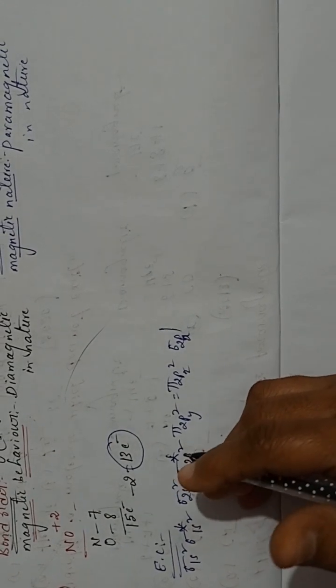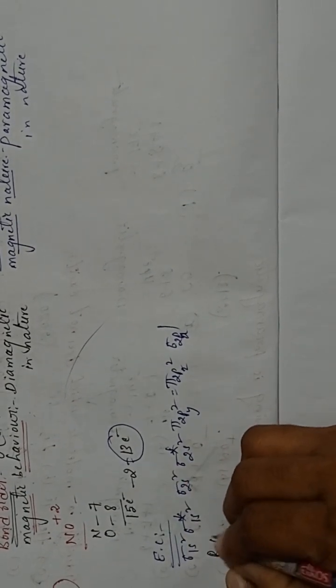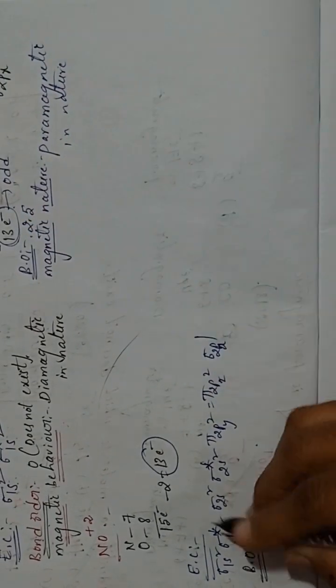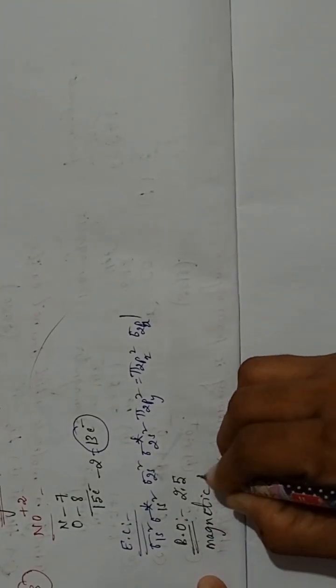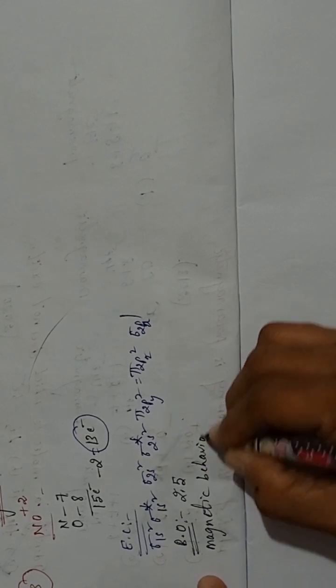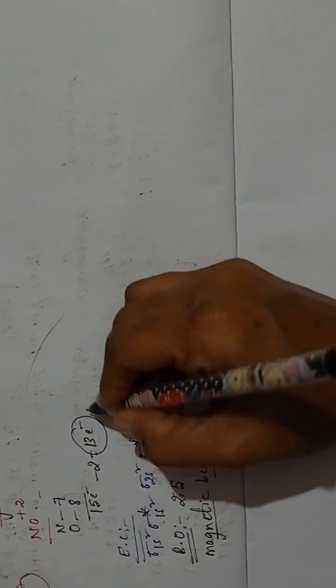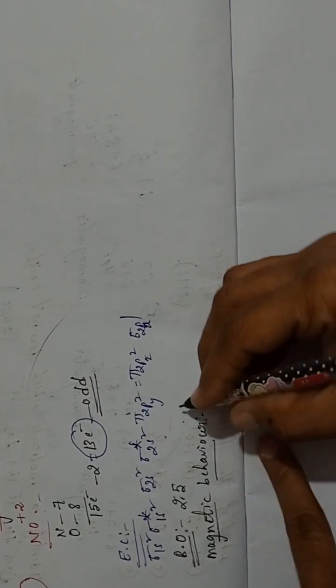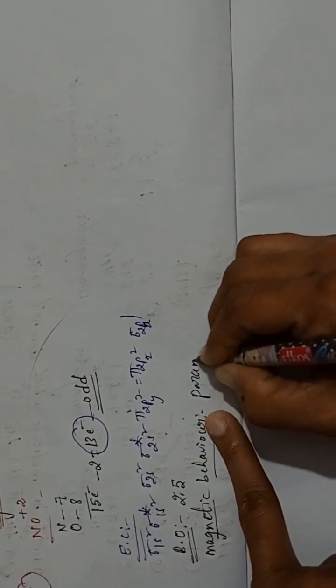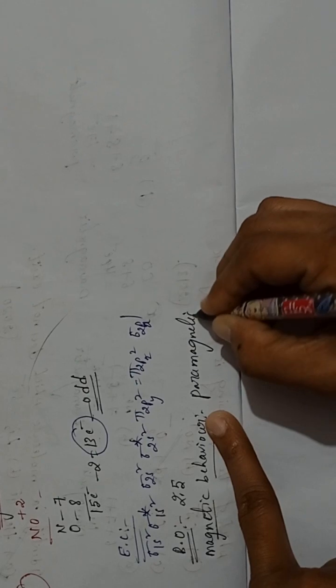Okay, next, coming to the bond order, students. How much is the bond order? Again 13 electrons means 2.5 only. So take here directly 2.5. Coming to the magnetic behavior, what is the magnetic nature? Here total number of electrons is 13, it is an odd number, so that's why odd number is nothing but paramagnetic in nature. It is paramagnetic.